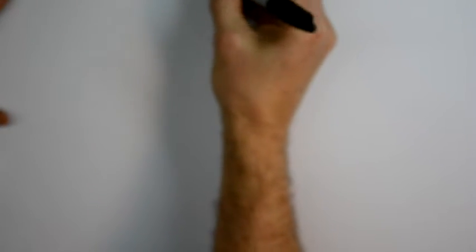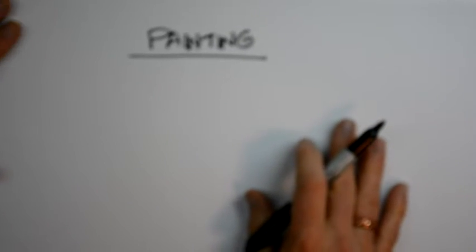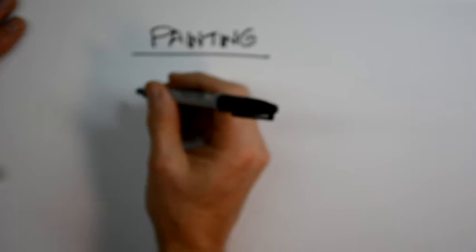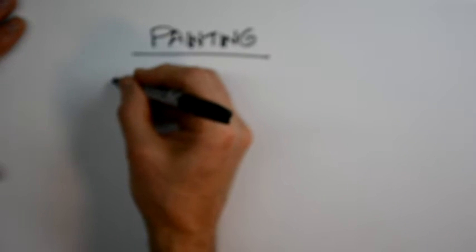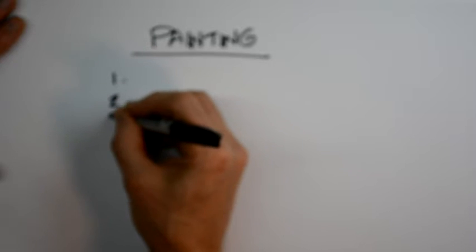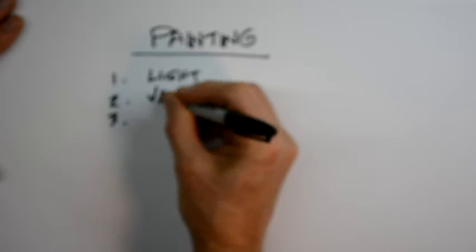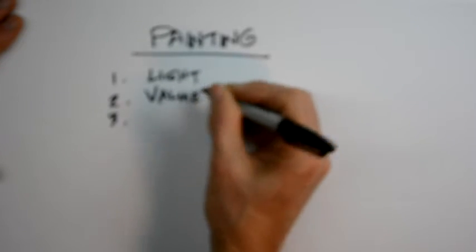I get asked a lot about painting. And I'm going to talk about some elements that are important. Now, a painting should be about one of three things: light, value, or color.